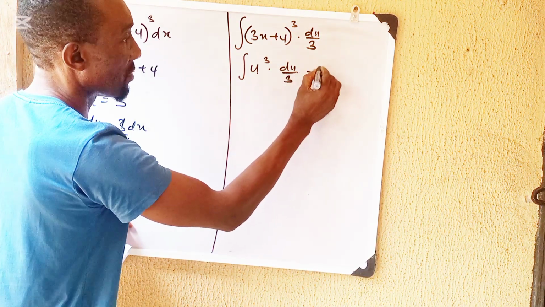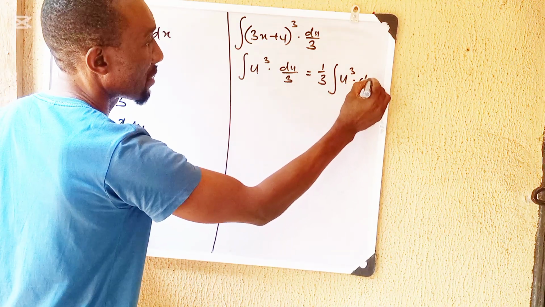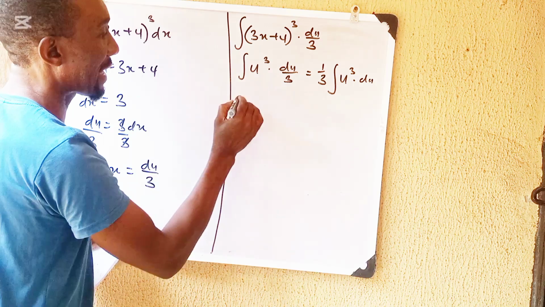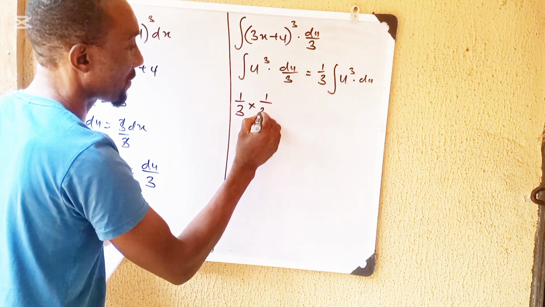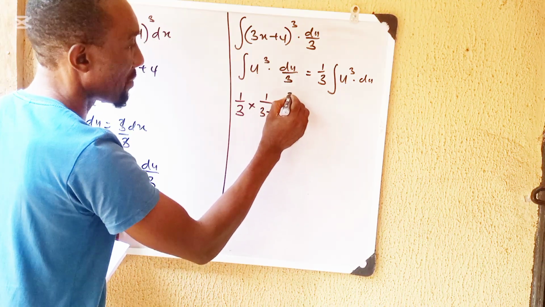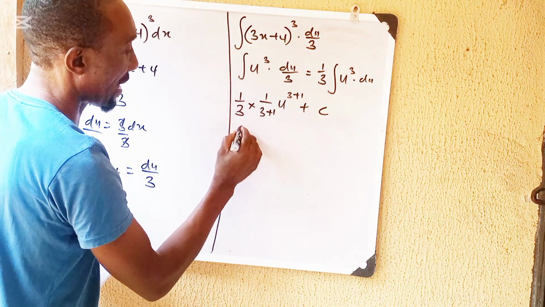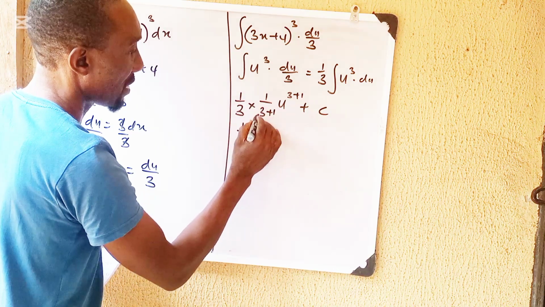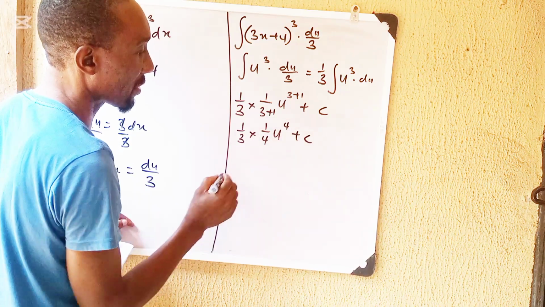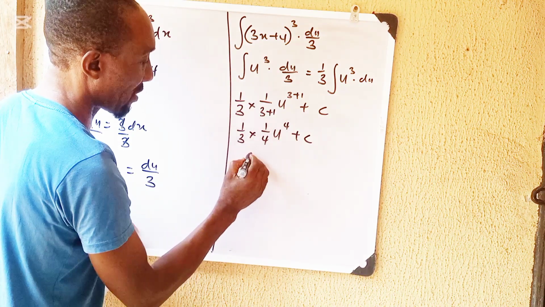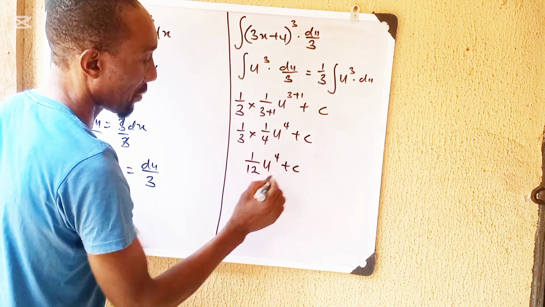So I can rewrite this one to become 1 over 3, the integration of u raised to power 3 du, which again I can have as 1 over 3 multiplied by 1 over, this is the power of 3, so we have 3 plus 1, then u to the power of 3 plus 1, all plus c. So again, I have 1 over 3 multiplied by 3 plus 1 gives me 4, so we have 1 over 4, u to the power of 4, then plus c, which I now have 1 multiplied by 1 gives me 1 all over 12, then u to the power of 4 plus c.